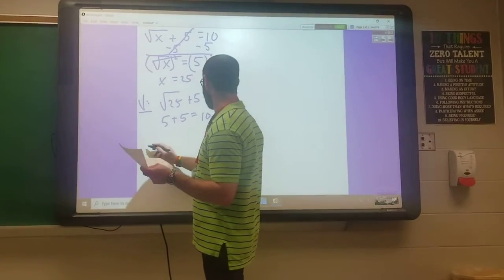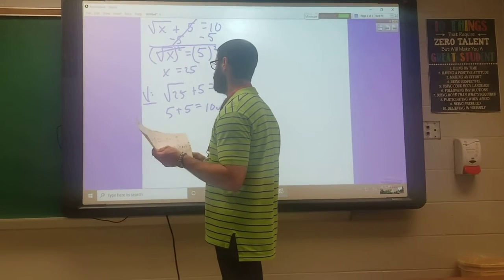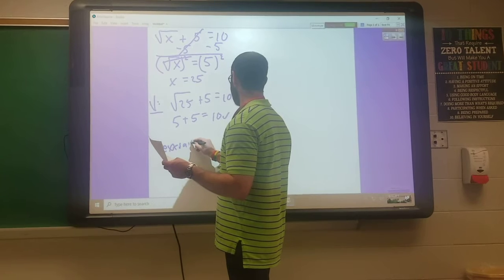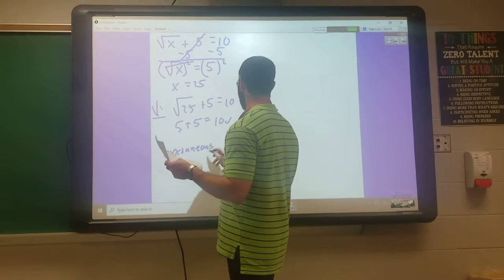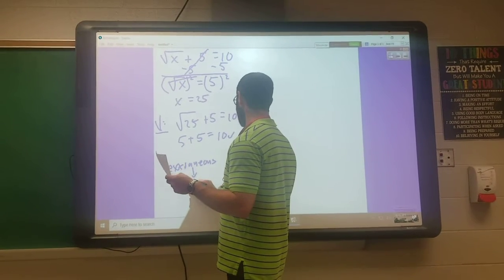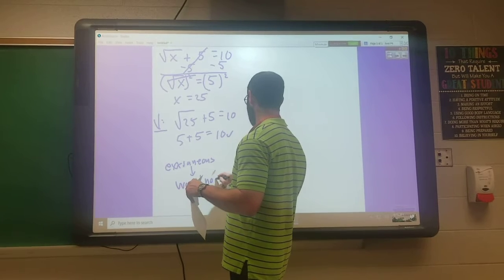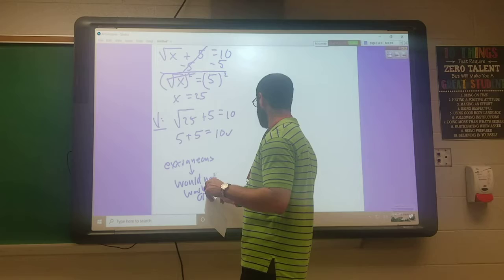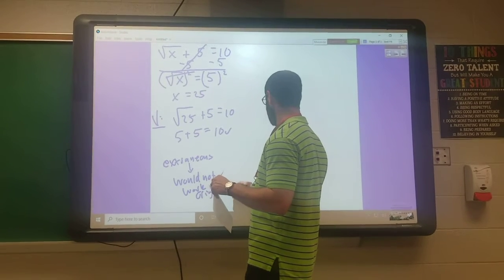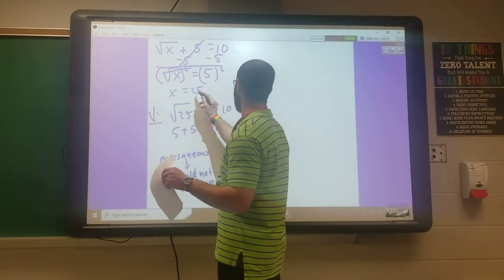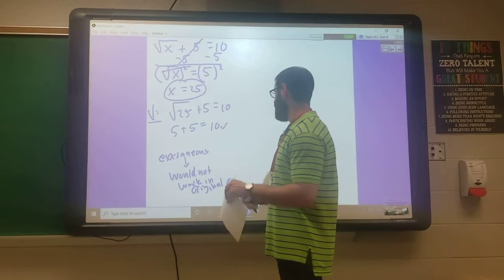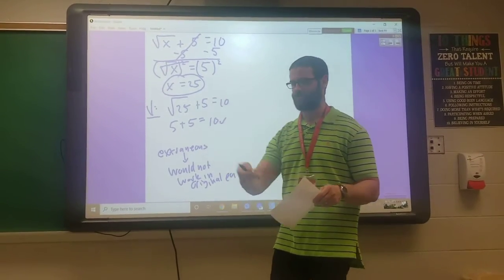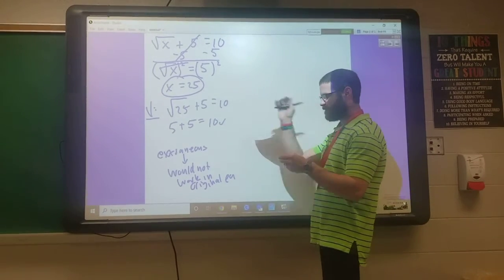Again, that term, extraneous solutions, in case you see that. Extraneous means it wouldn't work in the original equation, but this answer does. So our answer is x equals 25. And any extraneous solutions we would not include in our final answer. Okay, we'll talk more about that in part 2 of this section.